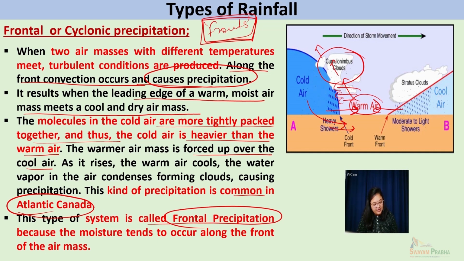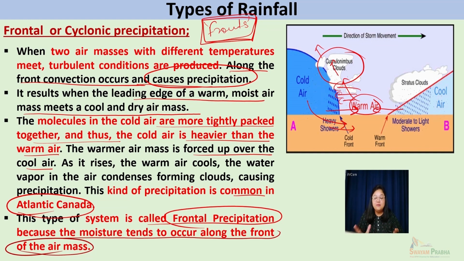And because the moisture tends to occur along the fronts of the air mass, the heavy precipitation takes place along the fronts, which is called frontal precipitation. So these were the three major types of rainfall. First one was the convectional rainfall, second one was the orographic rainfall, third one is the frontal rainfall.